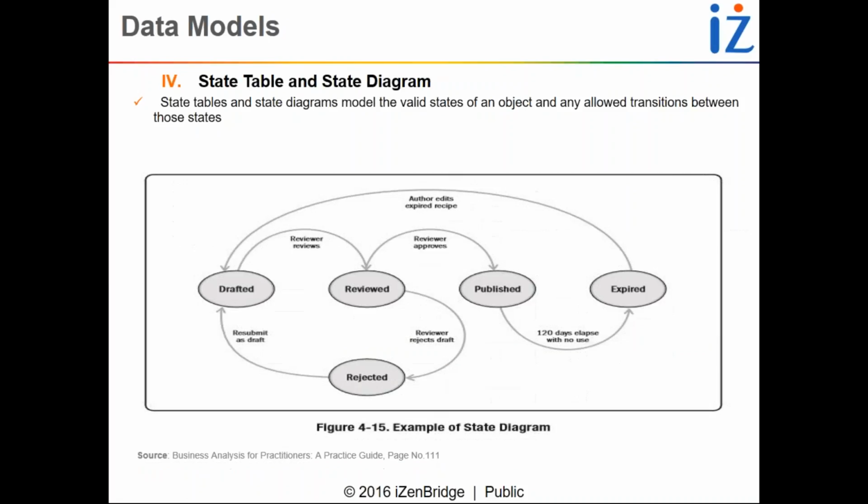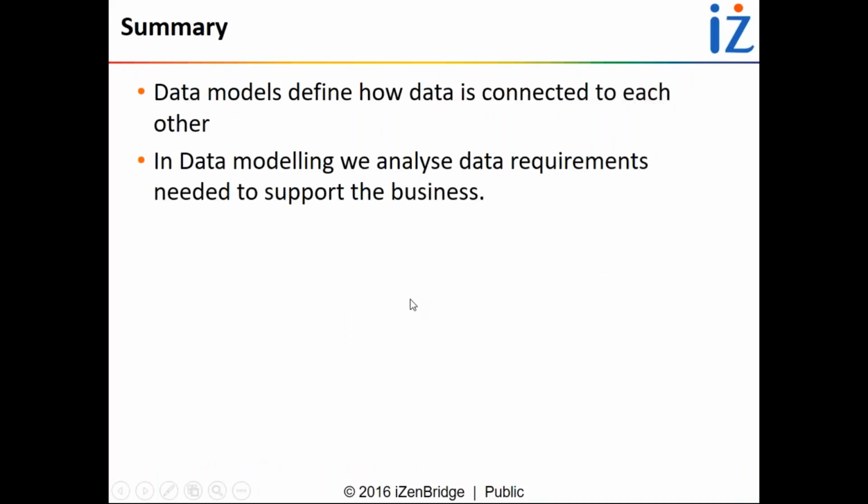So the same information we can represent in the state diagram. It is draft. After draft, there is a transition of reviewed. Then when it is reviewed, it is published, or it may be rejected, and it moves to the draft again. When it is published, after 120 days it is expired, and then after expiry of any document or any recipe, author edits the expired recipe. So the summary is, data models define how data is connected to each other, and in data modeling we analyze data requirements needed to support the business.